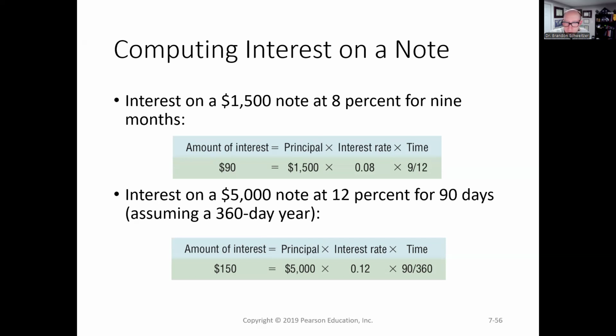Another example, $5,000 note receivable, 12%, 90 days. We assume that when it's expressed in days, the calendar only has 360 days in a year. The reason why 360 days and not 365 days is because there are 360 banking days in a year. We do not count federal holidays as banking days. So that's why it's 360 and not 365. So principal times interest rate times time gets us to, in this case, $150 interest revenue.